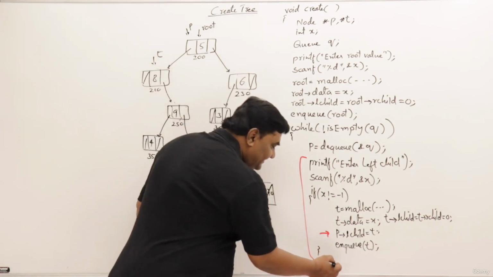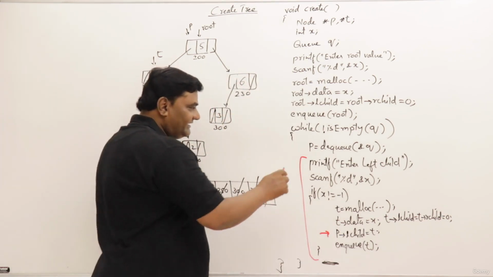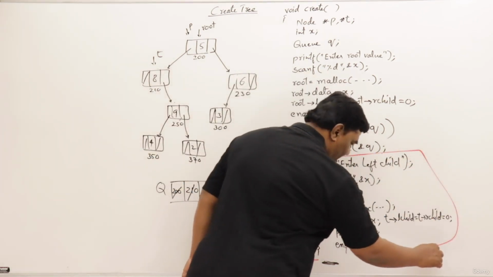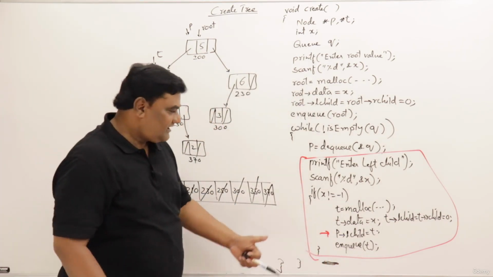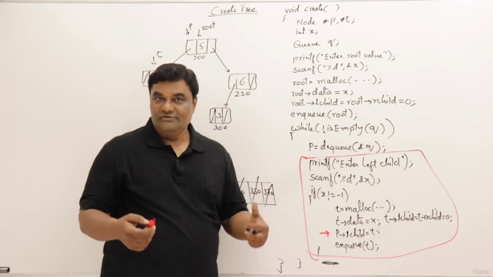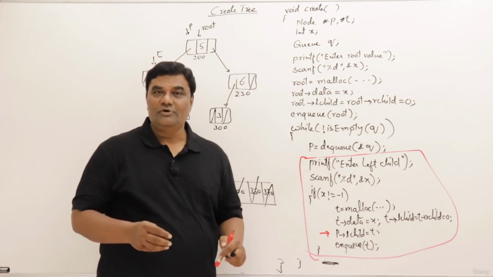So the steps will repeat here. The steps that are inside this block, all of them should be repeated again for the right child also. Now while writing the program, I will complete the code and I will show its execution. So that's all. This is the procedure for generating a tree with the help of a queue.